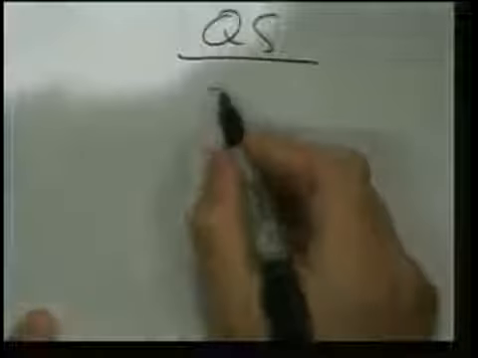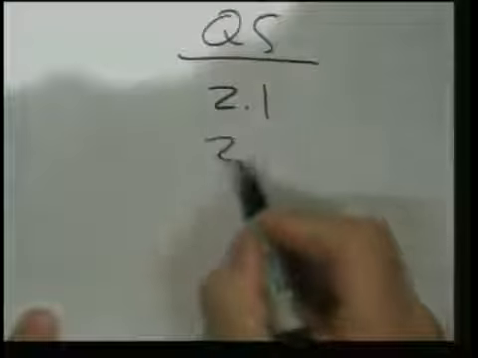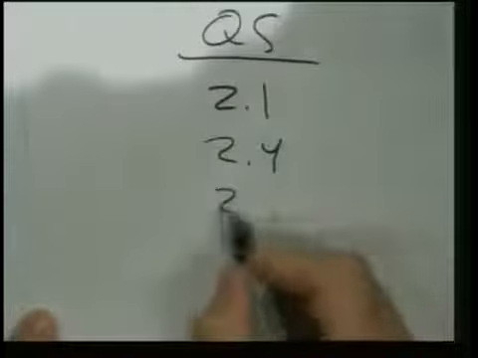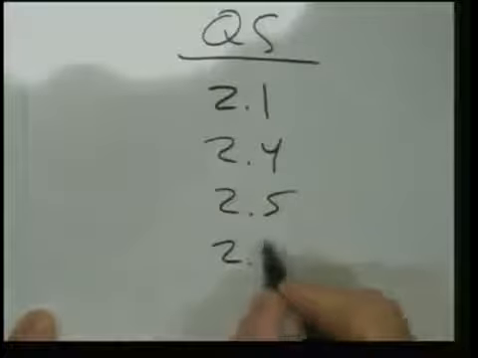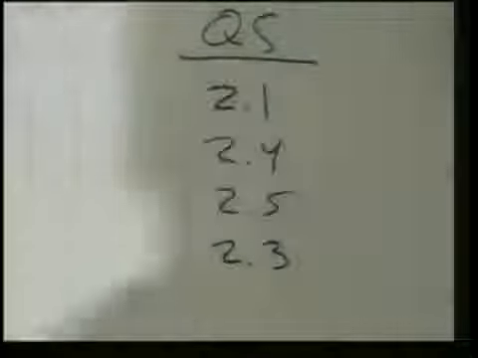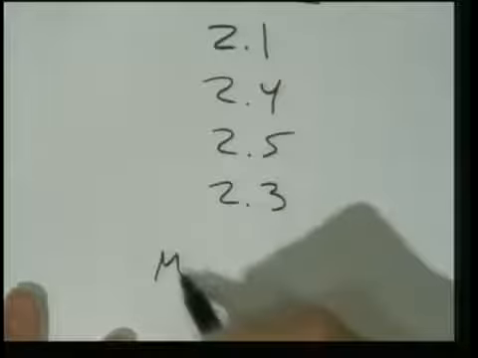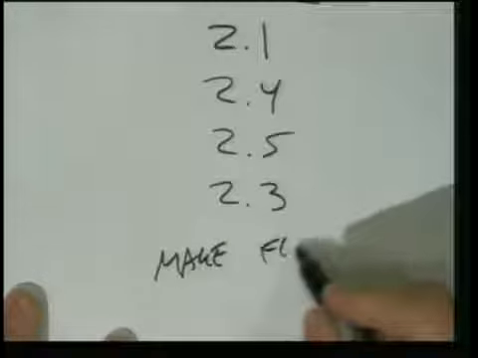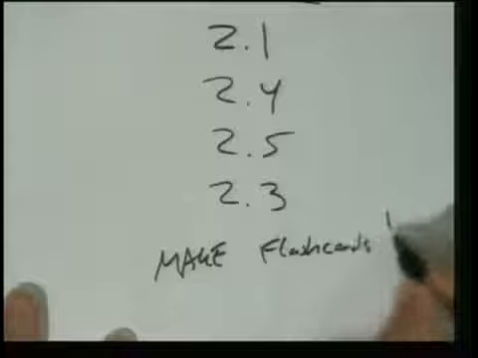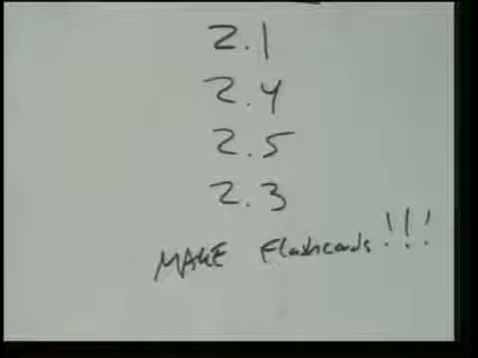All right? One last thing, and I will let you go, is let me give you your homework. Okay? And do them in this order, if you would. I want you to do Quick Study 2.1, 2.4, 2.5, 2.3. But more important than that, I want you to make flashcards. Okay? Are you with me?